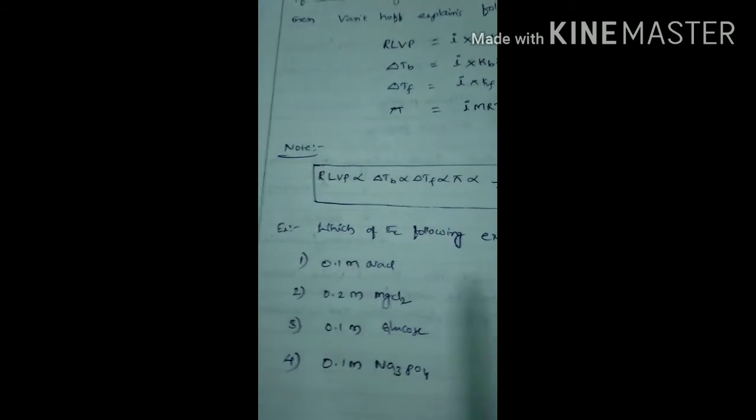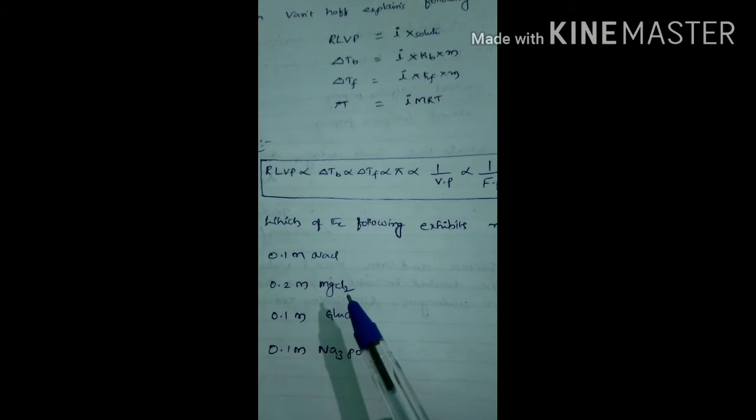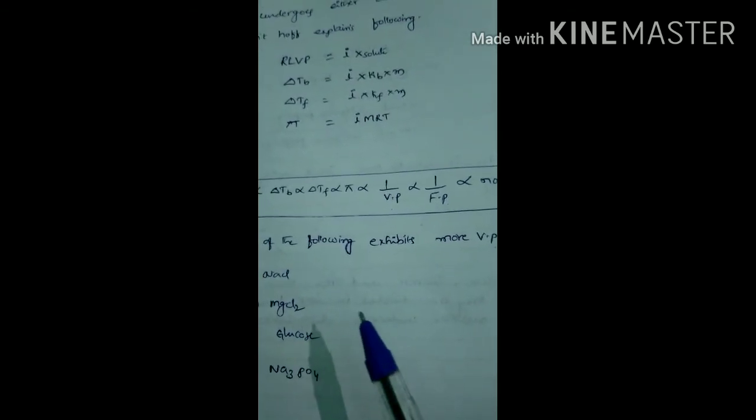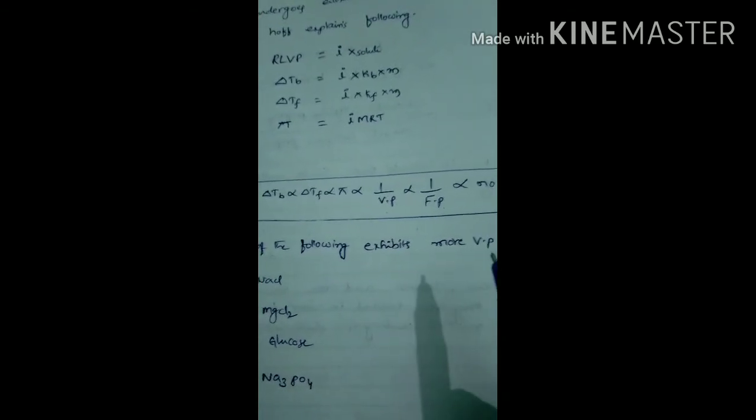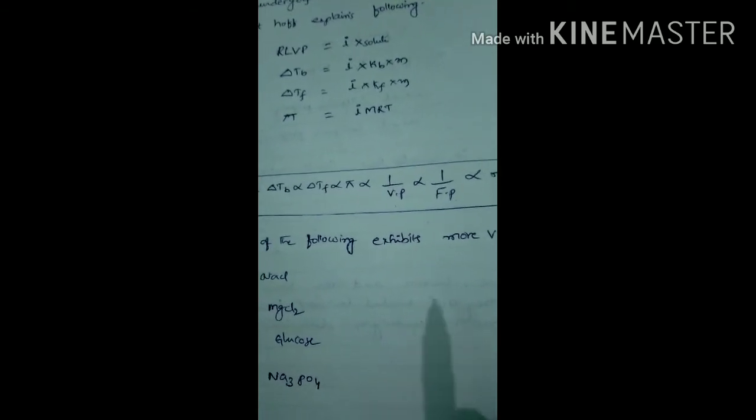So the problem is like this. Which of the following exhibits more vapor pressure? That means we should find which one contains more vapor pressure. That means the one should have fewer particles. That is the meaning of that. If the number of particles is less, then automatically it gets more vapor pressure. It exhibits more vapor pressure. That is the meaning of it.